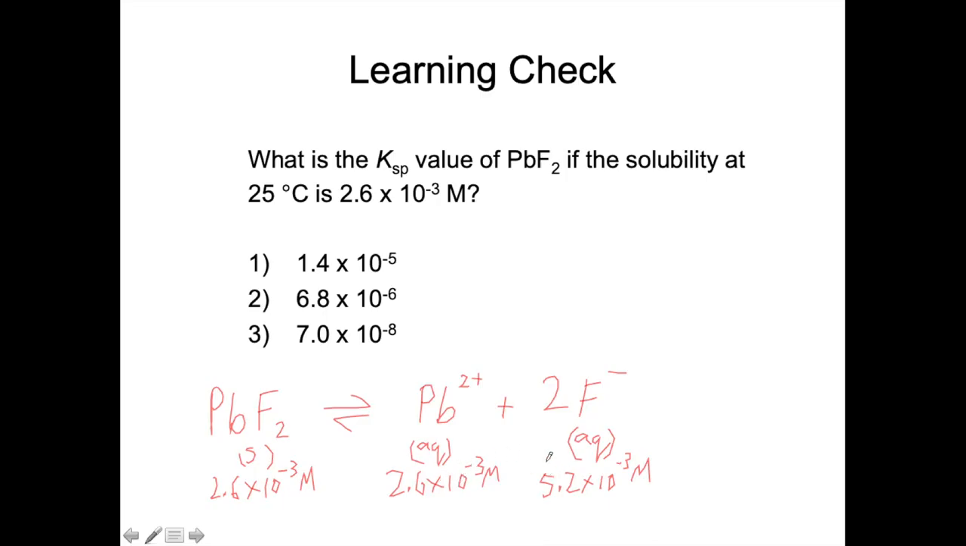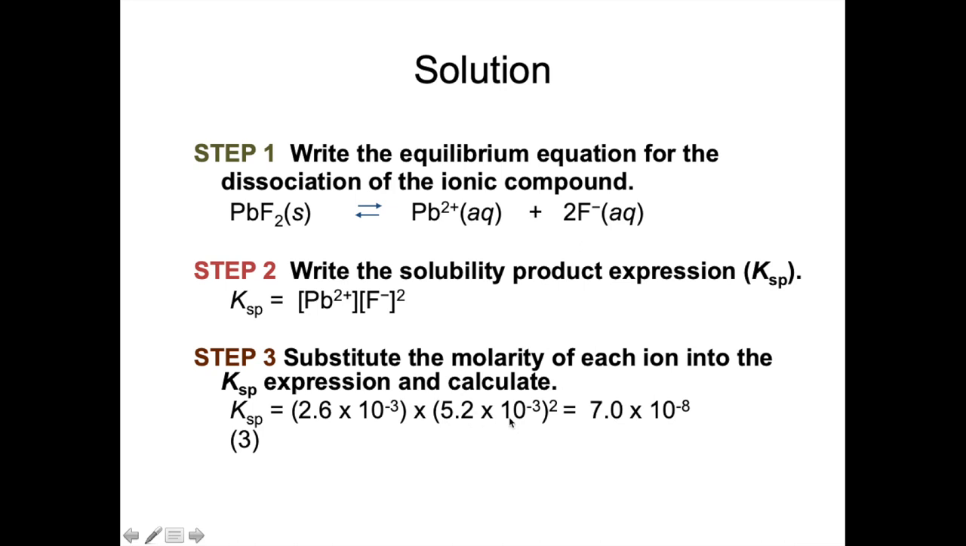Okay, so feel free to pause this video if you want to try that calculation out yourself. Okay, but if not, we'll see in a second when we write out our KSP expression. Don't forget that we have to square our concentration of fluoride because of that 2 there. So not only is it doubled because of the stoichiometry, but it's squared because of the KSP expression. So we take our 5.2 times 10 to the negative 3, we're going to square that number. We're going to multiply it by 2.6 times 10 to the negative 3. Right, those are our two products. Please note again that lead-2 fluoride is a solid, so it does not show up in our expression. And so once we multiply all that together, you should get 7 times 10 to the negative 8.